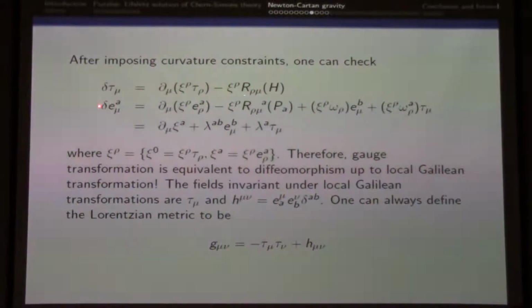To check that, you can indeed map the local diffeomorphisms to gauge transformations by requiring the gauge curvature tensors to vanish, and your diffeomorphism is identified with these gauge transformations. Your local Lorentz transformation is changed because this is the non-relativistic limit. It becomes the local Galilei transformations, and the invariants under local Galilean transformations are the time-like vielbein and the inverse metric. If you write h_{mu nu} with lower indices, that will not be gauge invariant, so you cannot use that. But in principle you can always write down a Lorentz metric of this form, although this is not gauge invariant.